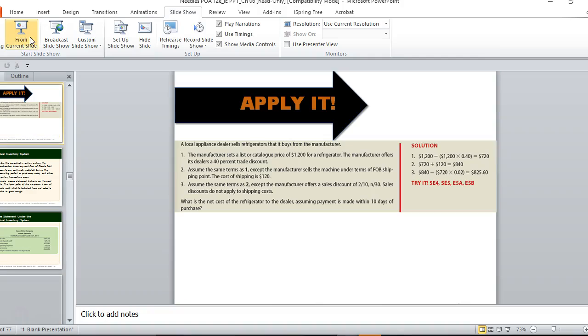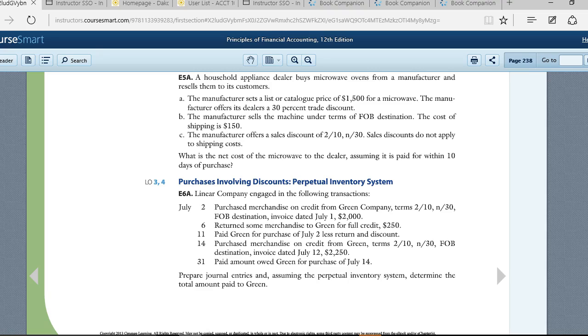So let's go back to E4A or E6A, and let's look at this problem, okay? We're going to go through using a perpetual system. We're going to start learning how we would record these various types of transactions.